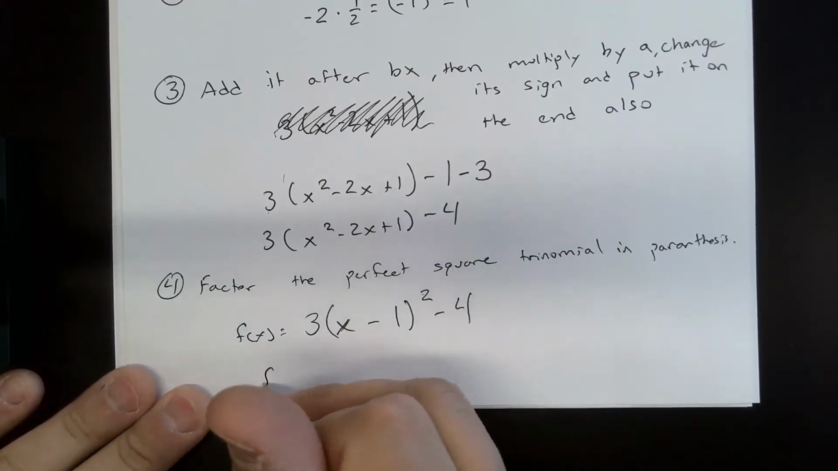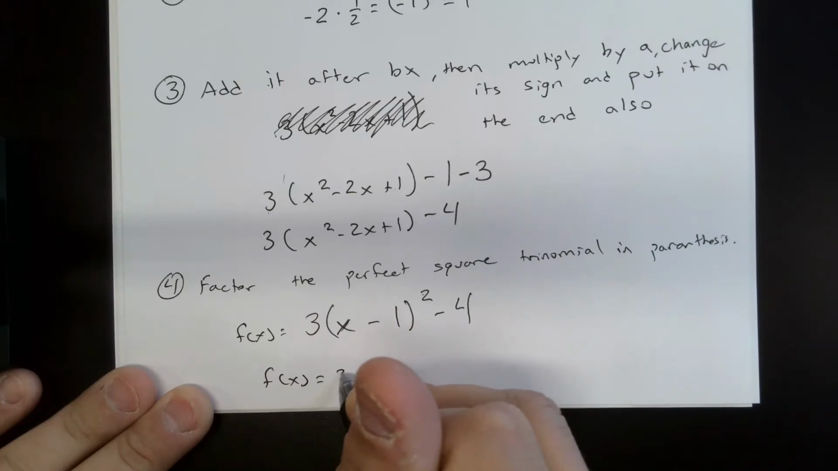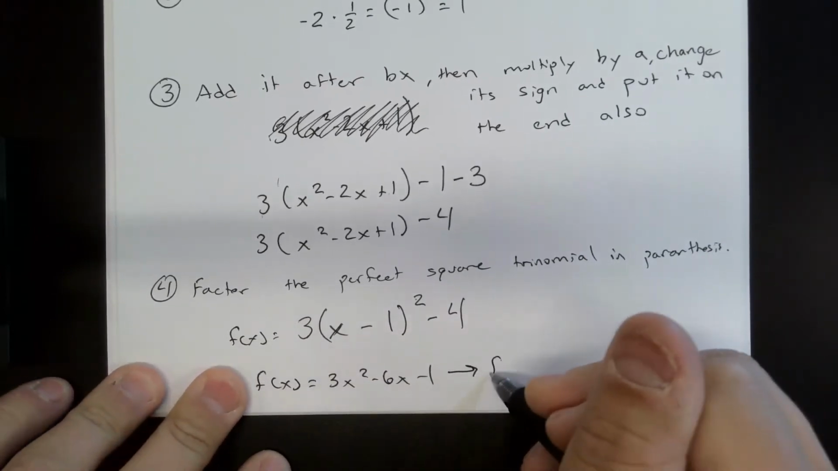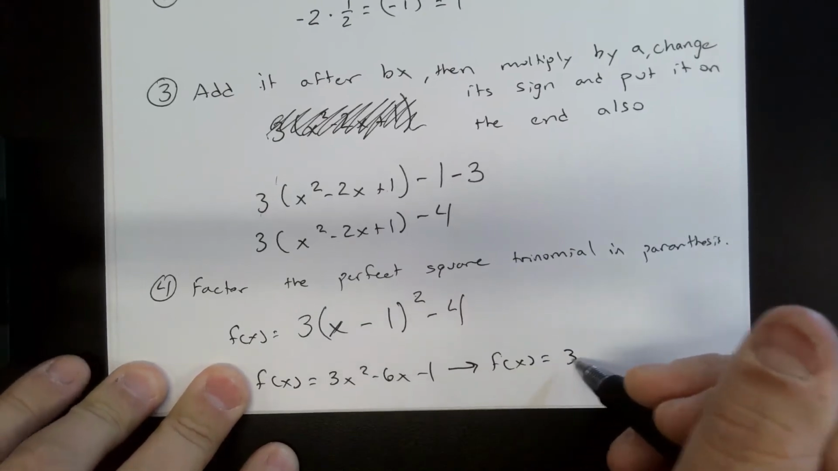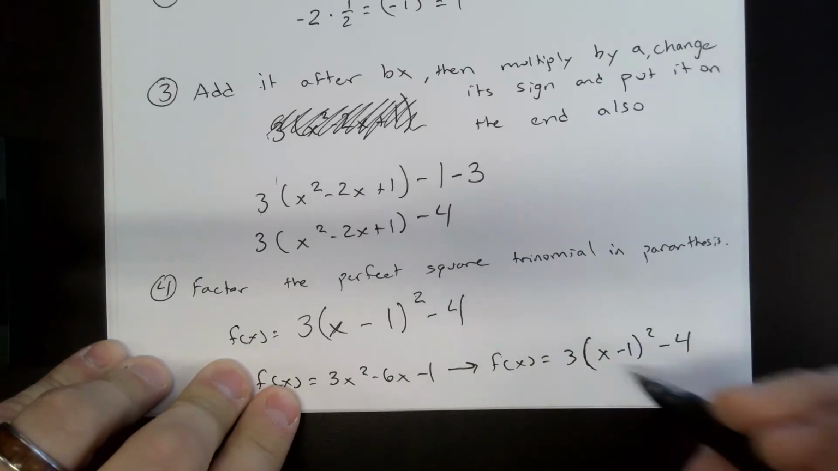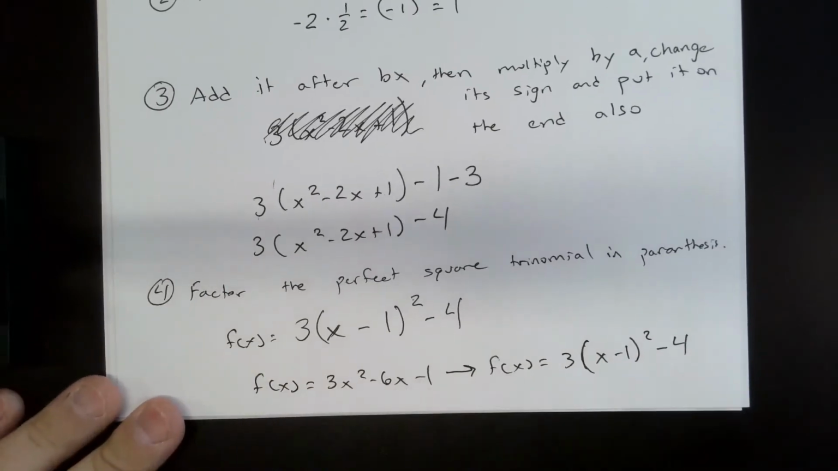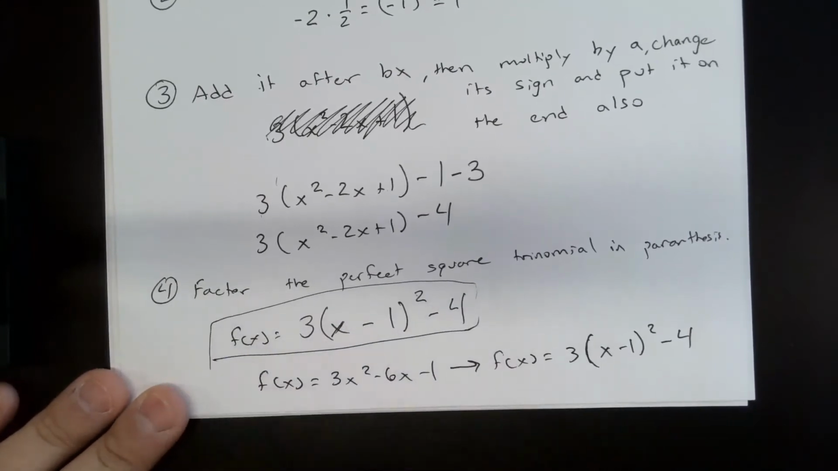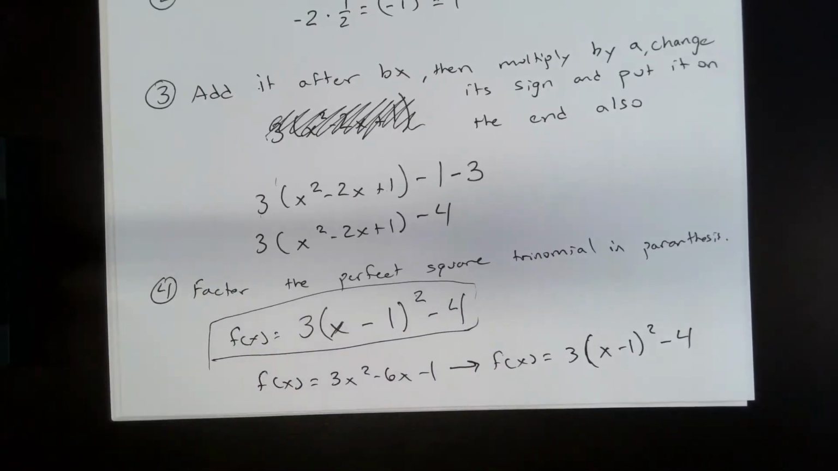So just to show you, if we just barely took this from quadratic form to vertex form, that would have been your answer right there. Because that is vertex form: A times x minus h squared plus k. So there's a reason why we do this.